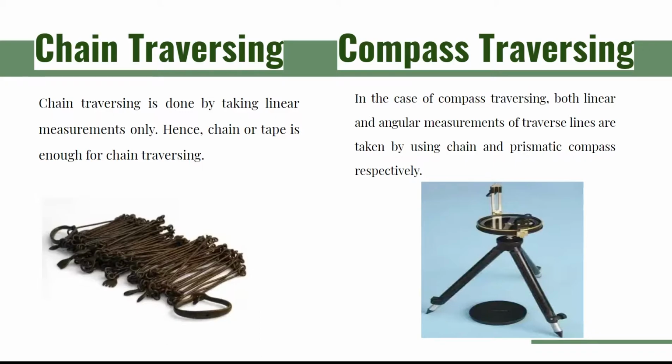In the case of compass traversing, both linear and angular measurements of traverse lines are taken by using chain and prismatic compass respectively. Both fore bearings and back bearings are measured and required corrections for local attraction are applied.